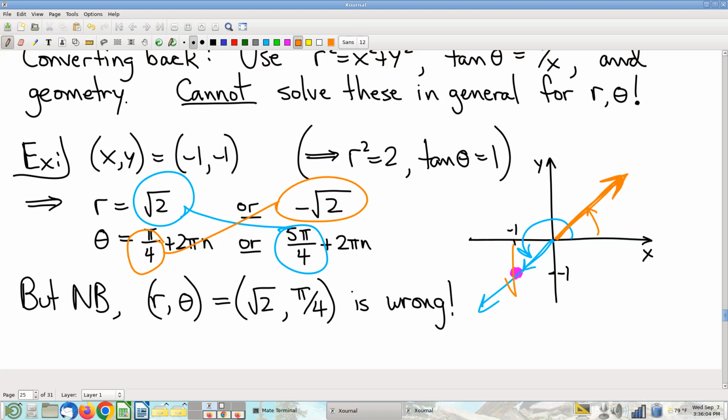So geometry of the picture, understanding what you're looking at and interpreting accordingly, will help you actually find correct polar coordinates. What do you think? Everybody happy with that? Everybody see where the landmine is and how not to step on it? All right. Okay.